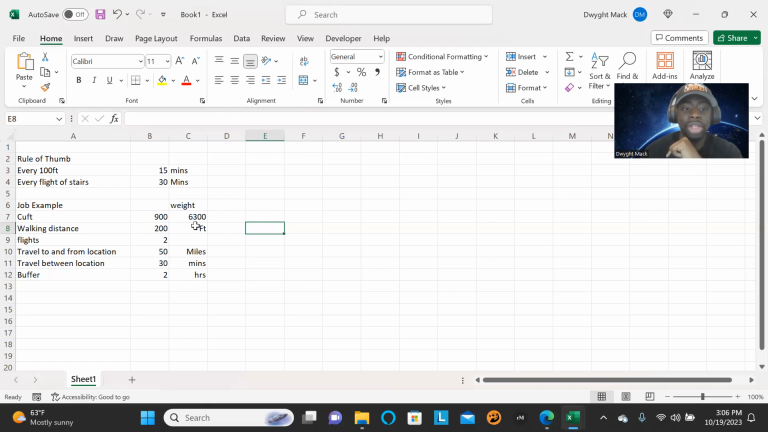Now, that 900 cubic feet, we're going to use a weight multiplier of 7, which is going to give us the 6,300 pounds. The walking distance for this example is going to be 200 feet. So we already know that 15 for every 100 feet is 15 minutes. So we're going to say that's a half an hour right there.